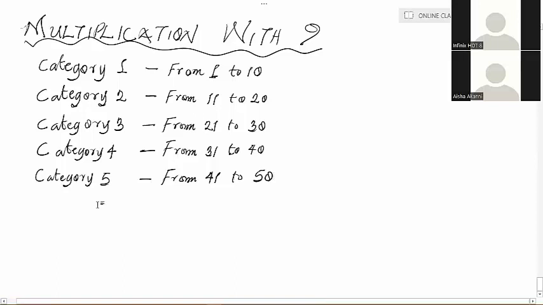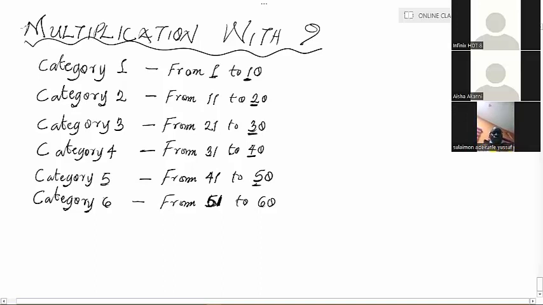You can unmute and tell me what category 6 will be. 51 to 60. Correct. Category 6 will be from 51 to 60. So what determines the category is the first digit of the number that ends in 0. 20 means category 2. 30 means category 3. 40 means category 4. 50 means category 5. 60 means category 6.